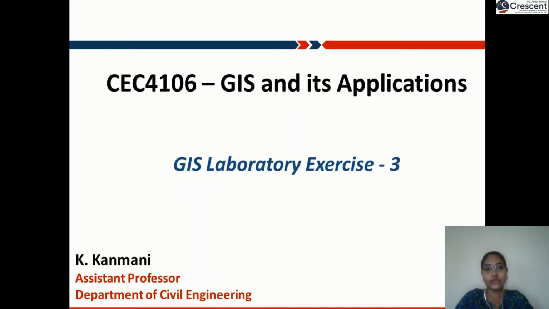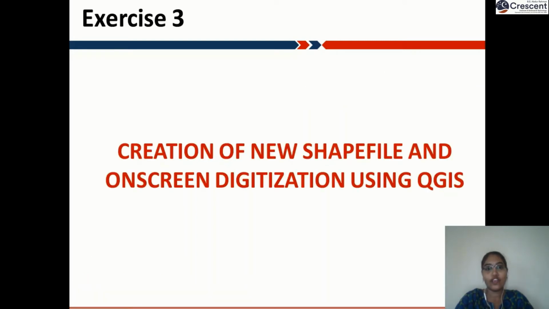Today we are going to see GIS Laboratory Exercise 3. It's under the course CEC 4106 GIS and its applications. The title of Exercise 3 is Creation of New Shapefile and On-Screen Digitization using QGIS. QGIS is Quantum GIS. It's open source GIS software. With the help of QGIS, we are going to perform Exercise 3.